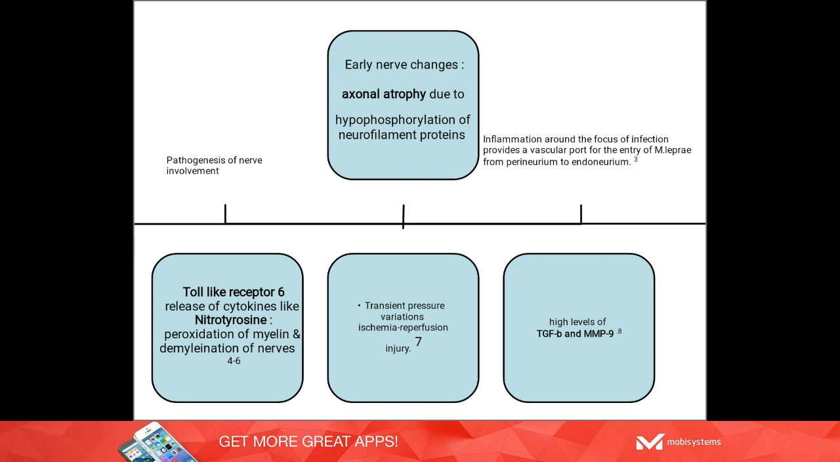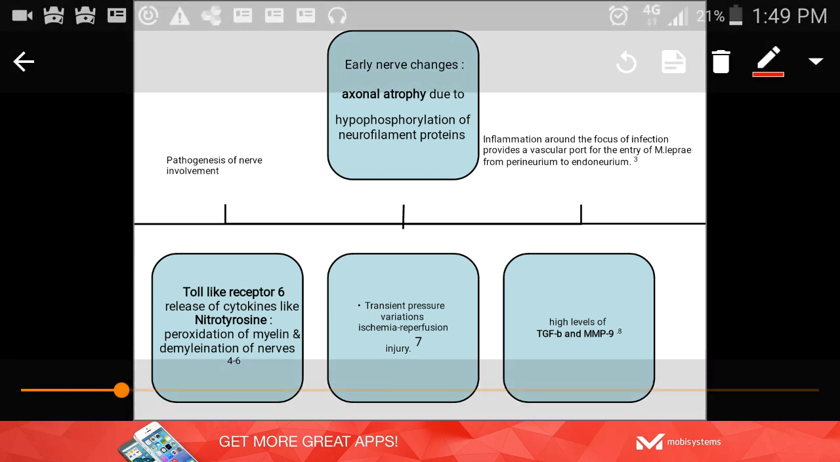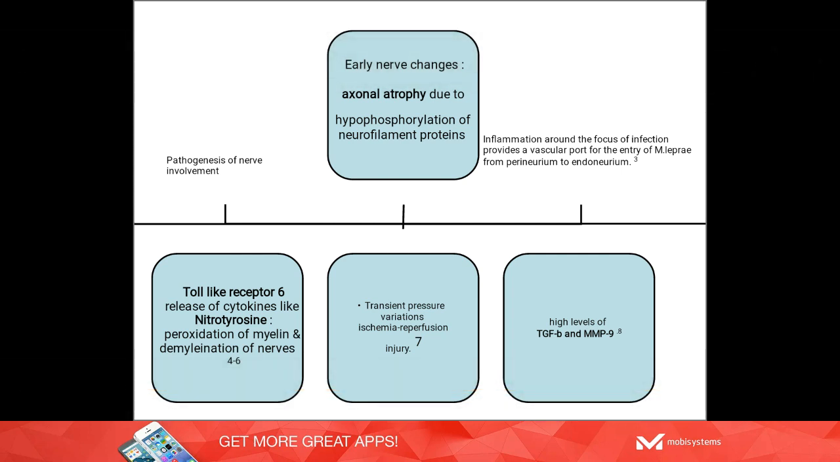So, what are the nerve changes that happen in leprosy? There is axonal atrophy due to the hypophosphorylation of the nerve protein. This results in inflammation around the infection, and then there is a vascular port for the entry of the M. leprae from perineurium, which is outside, to endoneurium, which is inside the nerve. And then there are a lot of chemicals that are released, such as toll-like receptors and nitrotyrosine and TGF beta and matrix metalloproteases, all of which result in transient pressure variations within the nerve, leading to ischemia and reperfusion injury.